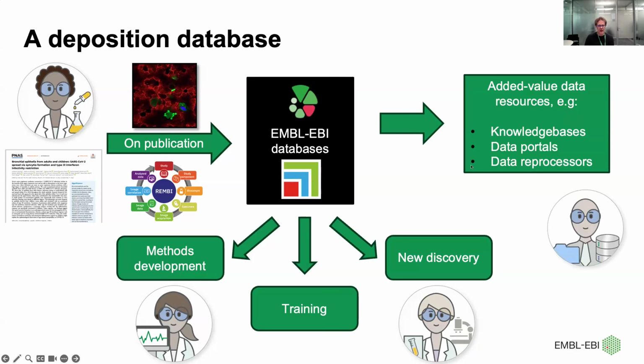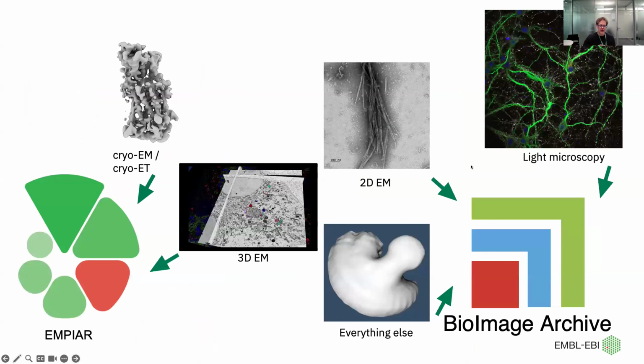So the two EBI deposition databases, EMPIAR and the BioImage Archive, fit together to cross these scales. As I mentioned, at the moment, the route is that EMPIAR takes structural biology, so cryo-EM and cryo-ET data, and three-dimensional electron microscopy, and the other things, so two-dimensional EM and light microscopy, go into the BioImage Archive, although some of that may change in the long run, and I will touch on that right at the end of the talk.